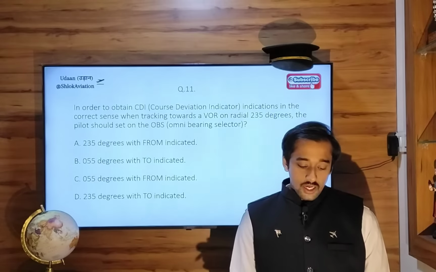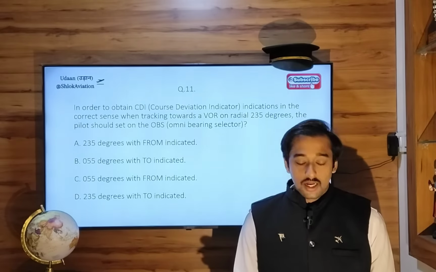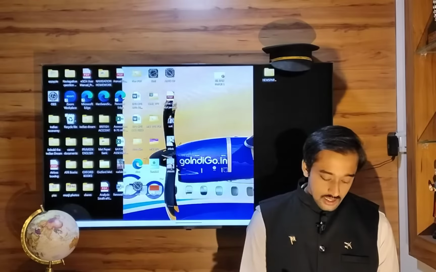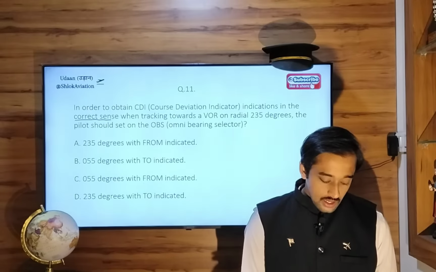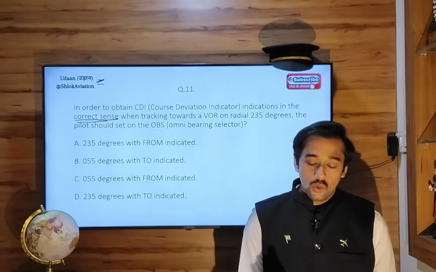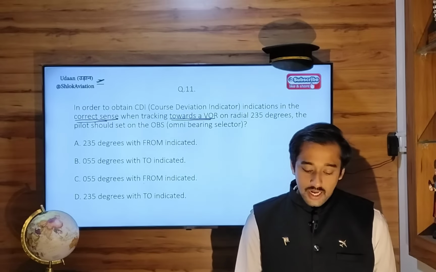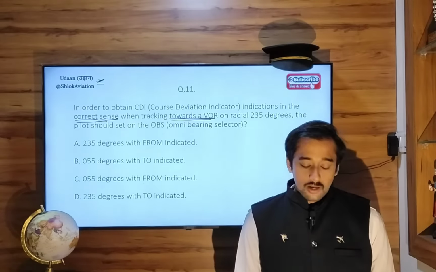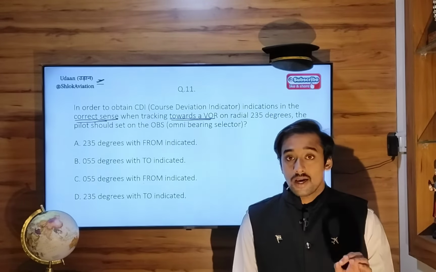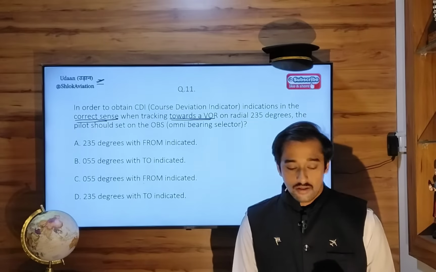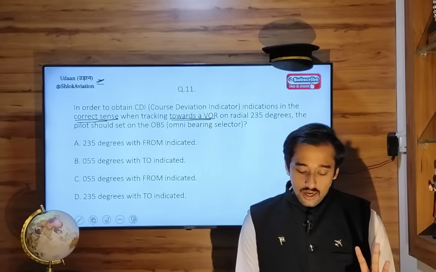Question 11. In order to obtain CDI indications, course deviation indications, in the correct sense, very important is correct sense, when tracking towards a VOR. You're tracking towards a VOR station on radial 235. What should the pilot set in his OBS selector? So you are expected to get normal sensing. First thing, you're tracking towards a VOR station. The second, and on what radial?